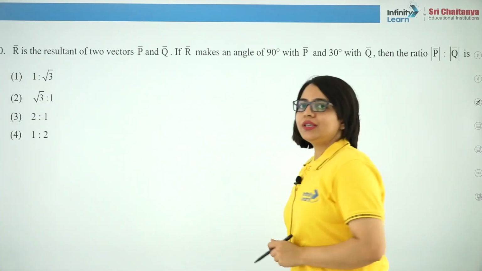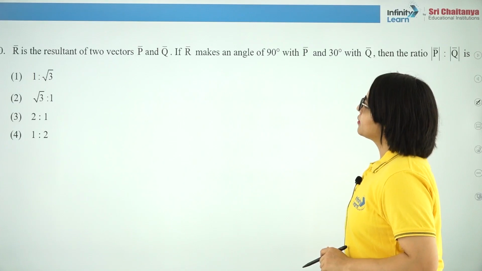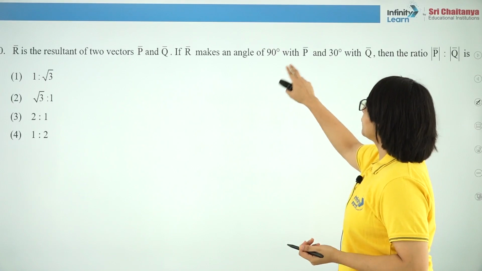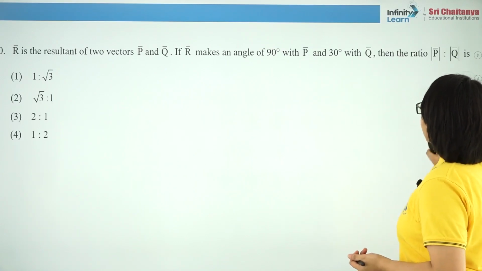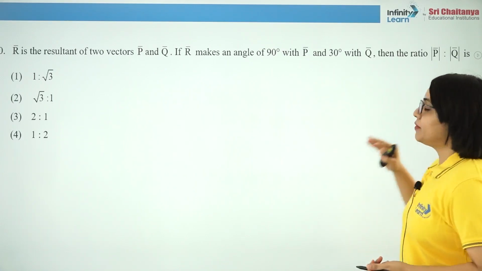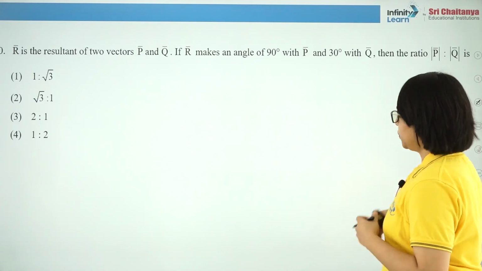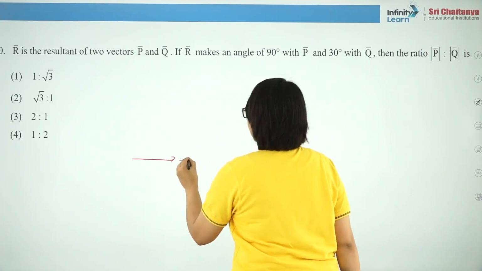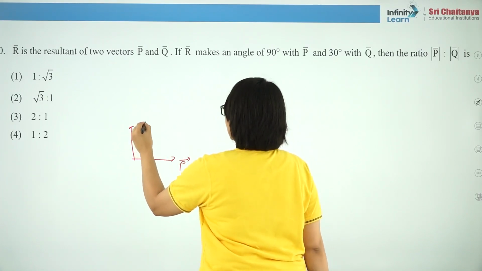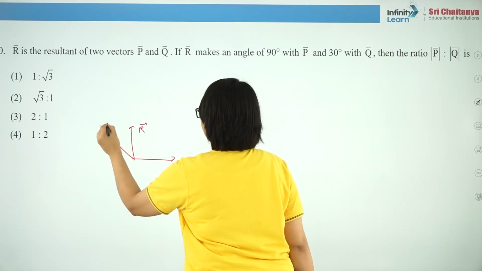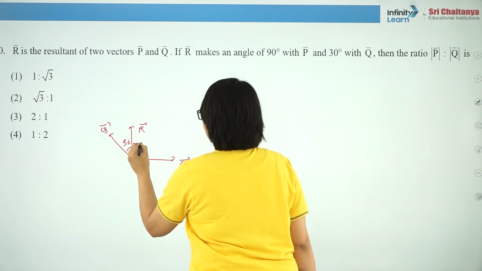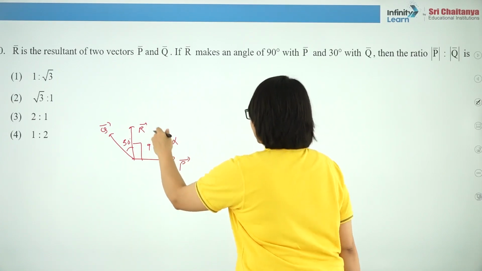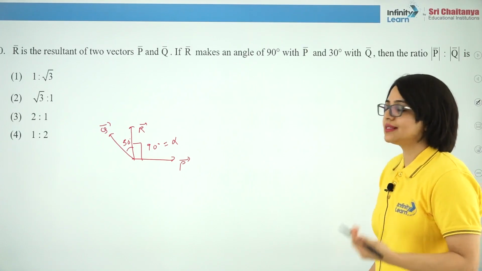Next question is 120. R vector is the resultant of two vectors P vector and Q vector, and R vector makes an angle of 90 degree with P vector and 30 degree with Q vector. Then the ratio of P vector magnitude to Q vector magnitude is? So, let us make a diagram first. This is P vector, this is resultant, and let us say this is Q vector. This angle is given as 30 degree and this angle is 90 degree. So, the angle between resultant and P vector is, let us say, alpha.